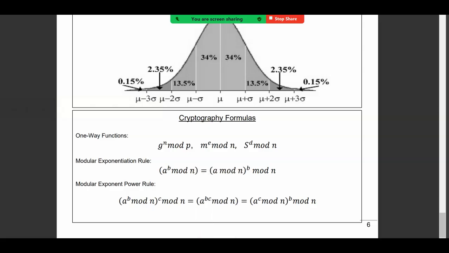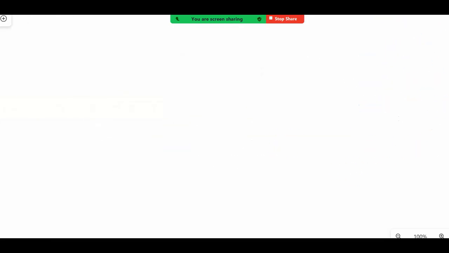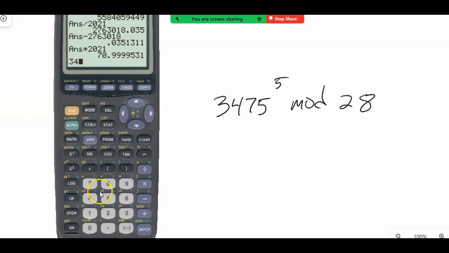Okay, so if we had like 3475 to the 5th mod 28, the issue we have in doing this problem is we tried 3475 to the 5th. It's just too big. We divide by 28. It's too big.